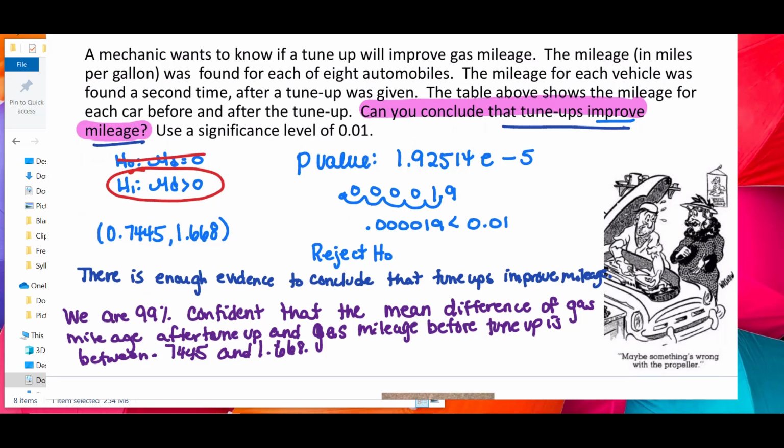What does that mean? So they're both positive, so that implies that the mean difference is greater than 0. So if that's greater than 0, it implies that it is greater. So that is what we concluded. We concluded that it was greater because the gas mileage has improved, so it agrees.